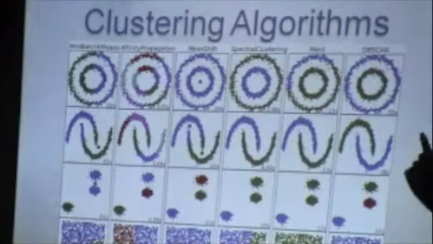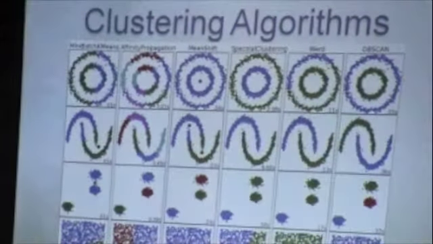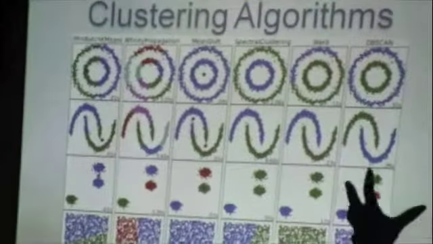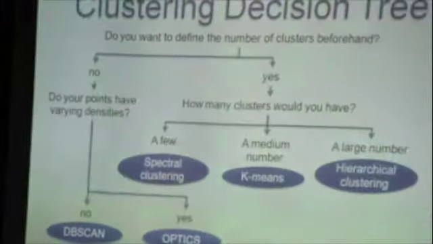DBSCAN is not implemented in Hadoop, but it is in MapReduce. So this is an outstanding algorithm if you want to identify clusters of locations. I'll skip this one, and I'll go to this one.